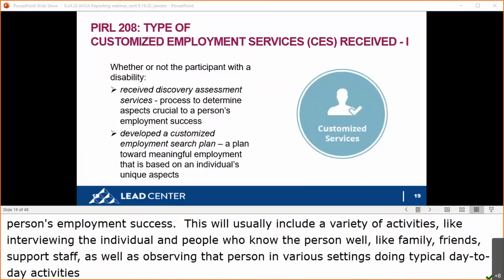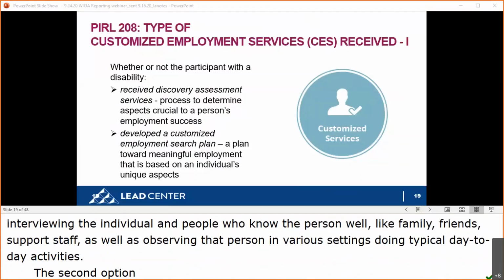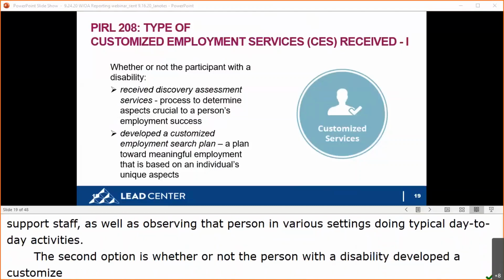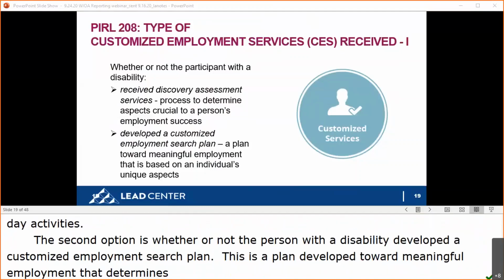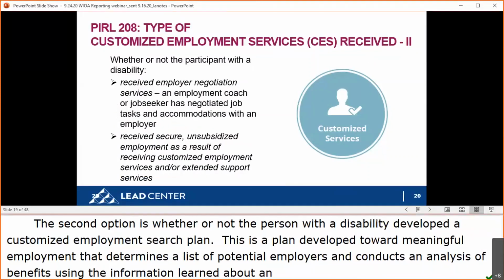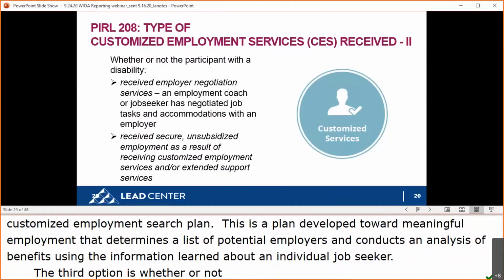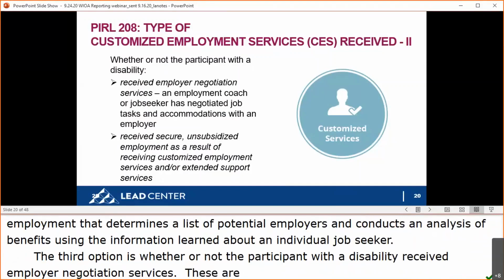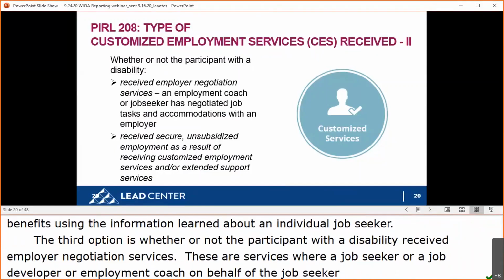The second option is whether or not the person with a disability developed a customized employment search plan. This is a plan developed toward meaningful employment that determines a list of potential employers and conducts an analysis of benefits using the information learned about an individual job seeker. The third option is whether or not the participant with a disability received employer negotiation services. These are services where a job seeker or a job developer or employment coach on behalf of the job seeker has negotiated accommodations with employers.